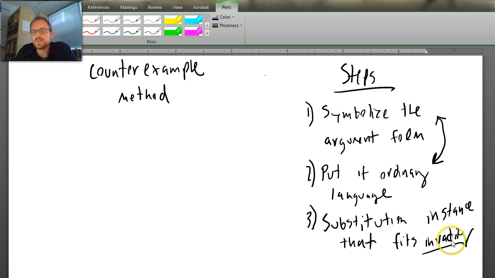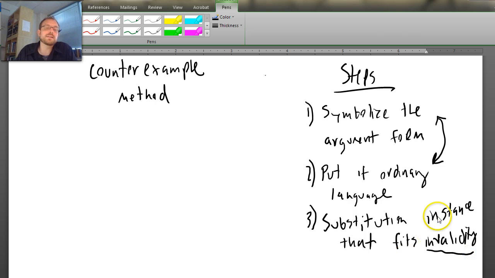Whoops, I misspelled that, didn't I? Let's fix that. I can't stand leaving a spelling mistake out there. Invalidity. Okay.